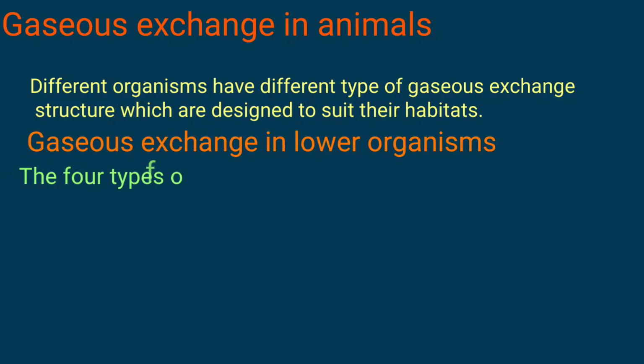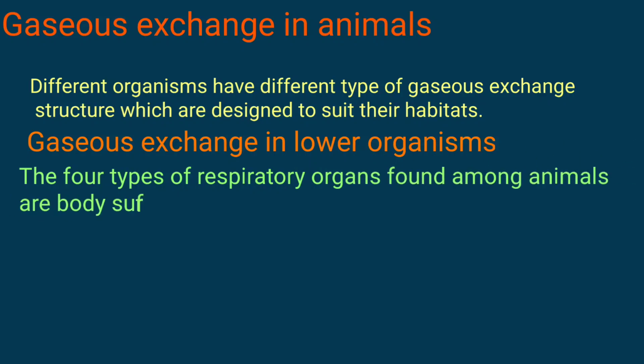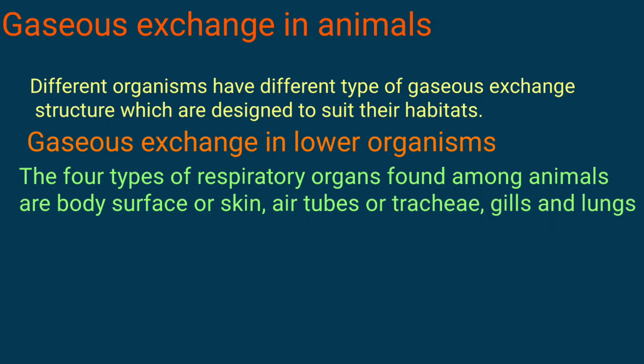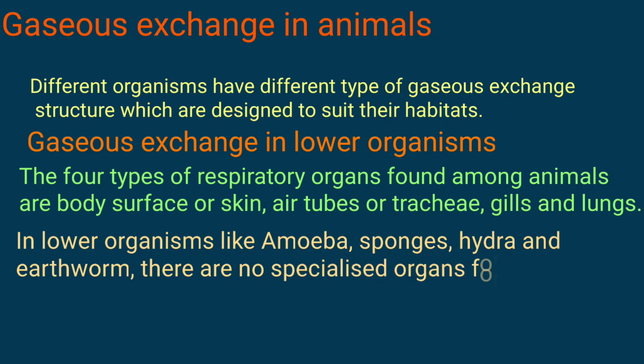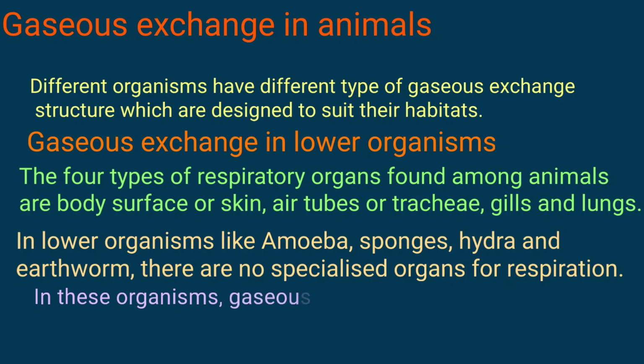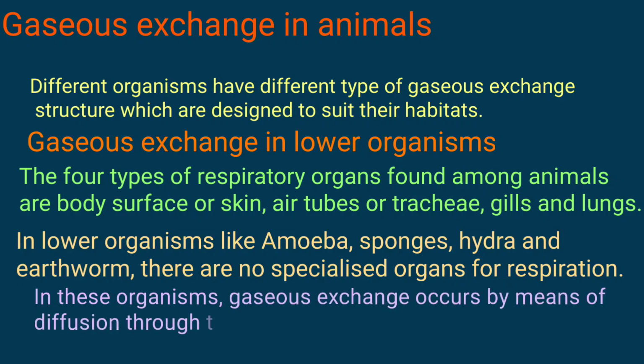The four types of respiratory organs found among animals are body surface or skin, air tubes or trachea, gills and lungs. In lower organisms like amoeba, sponge, hydra and earthworm, there are no specialized organs for respiration. In these organisms, gaseous exchange occurs by means of diffusion through the body surface via the cell membrane.